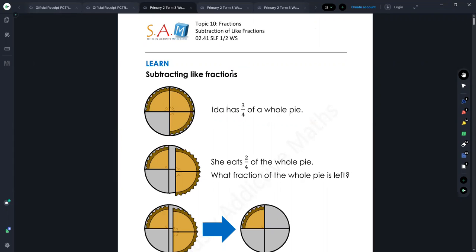For this week, there are 3 booklets. The first 2 booklets are on subtraction of like fractions. And then the last booklet is on word problems for money. Now, I must say that the last booklet is actually tougher than the first 2, because subtraction of like fractions is actually quite straightforward.